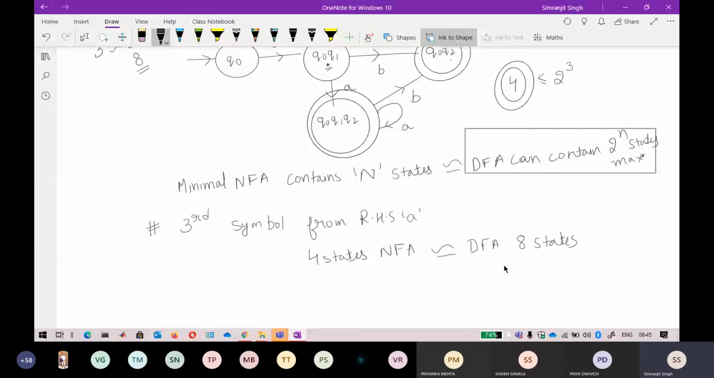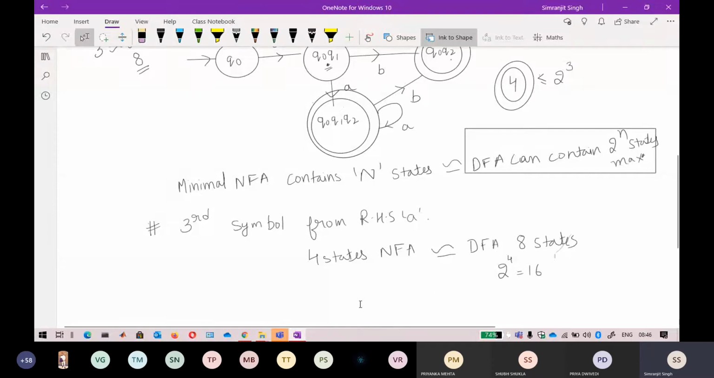And again, the maximum number of states possible was 2 raised to power 4, which is 16, but it is not containing 16. It is always less than that, but there are some automata where the maximum potential is reached. So keep in mind that if I convert an NFA to a DFA, the equivalent DFA can contain a maximum of 2 raised to power n states, but in most cases it will be less than that.